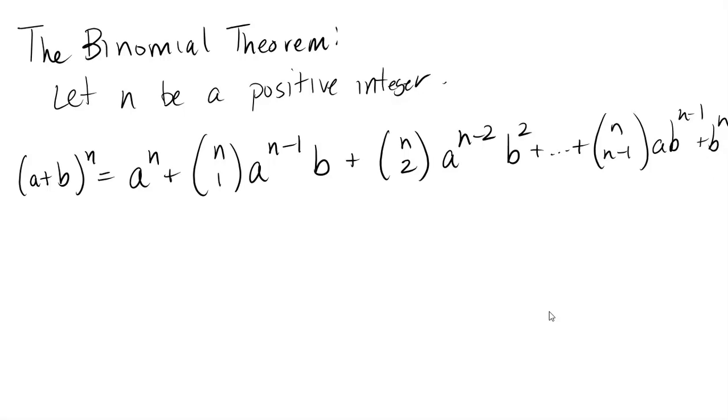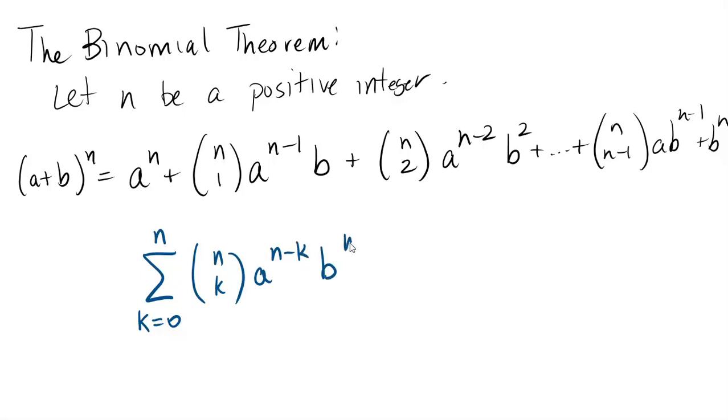This is the binomial theorem. There is a much more concise way to write this using summation notation. We're finding the sum from k equals 0 to n of n choose k, a to the n minus k, b to the k. So for example, in this third term, that would be n choose 2, a to the n minus 2, b squared. This formula is nice for brevity.